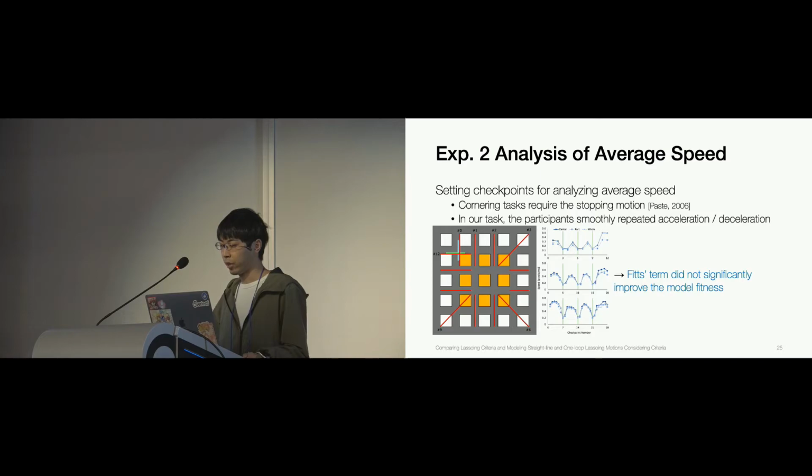We set 30 checkpoints for analyzing the average speed. According to past studies, canonical tasks require a stopping motion. However, in our task, the participants smoothly repeated acceleration and deceleration. Therefore, we believe fit time did not significantly improve the model fitness. In short, the steering law is sufficient to predict the movement time of the one-loop task.